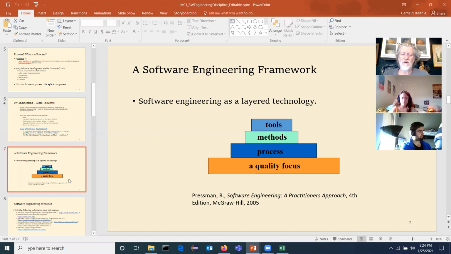And I would ask you, okay, quality focus. So first of all, how does that even relate to process? That sounds like a big jump. There's no relation there. What's the relationship there? What do you think?